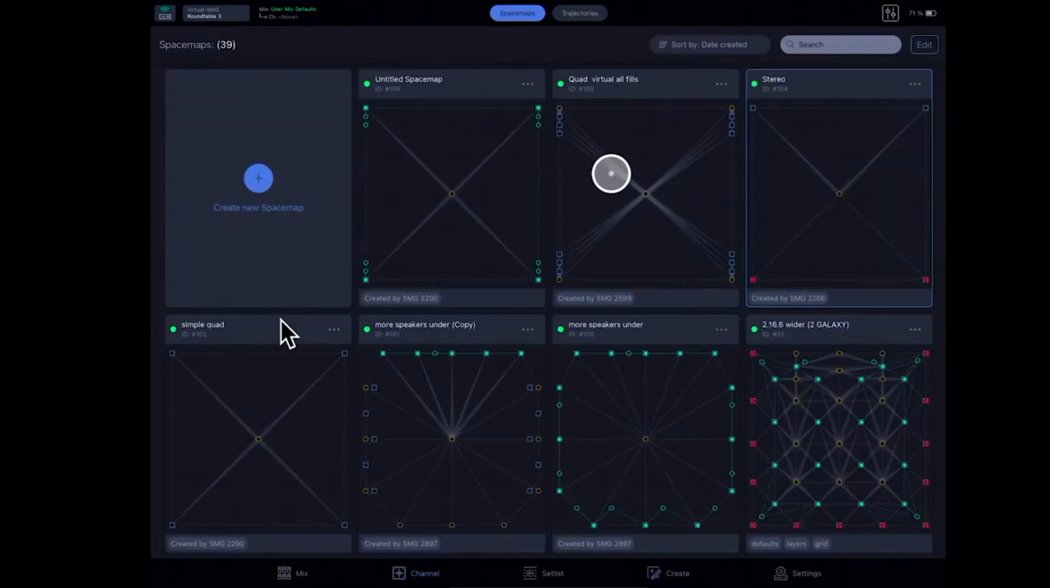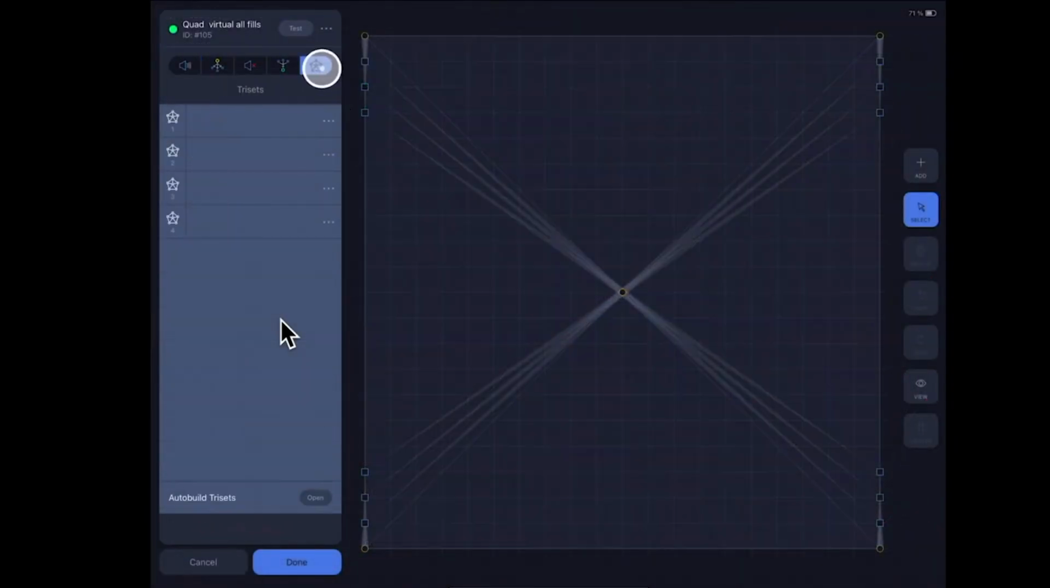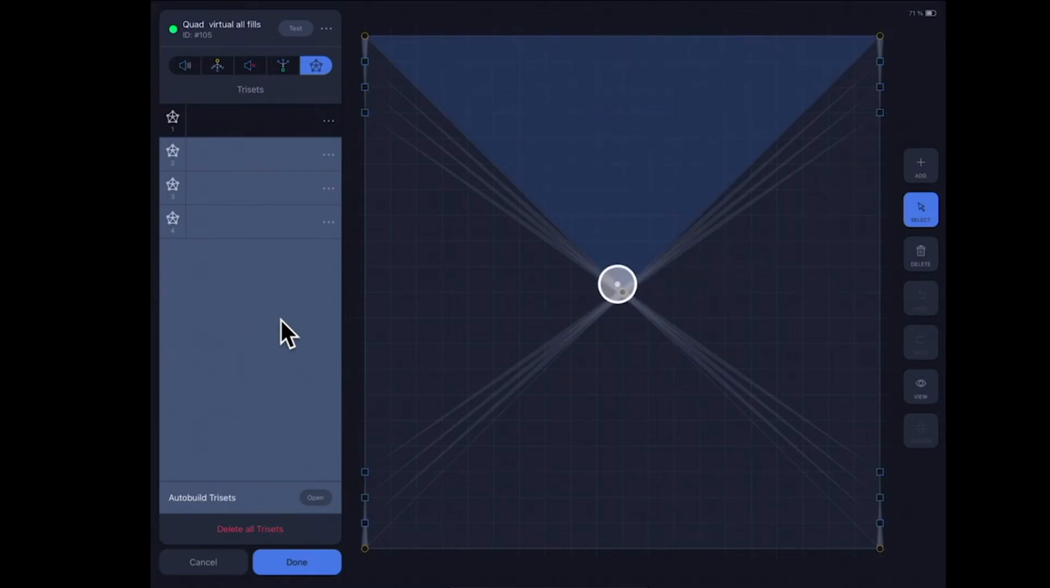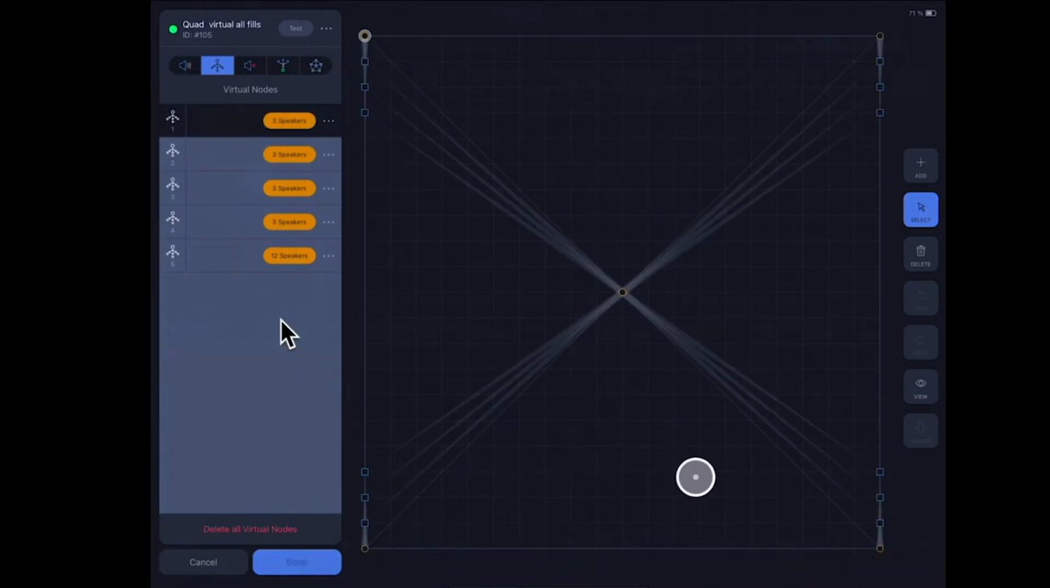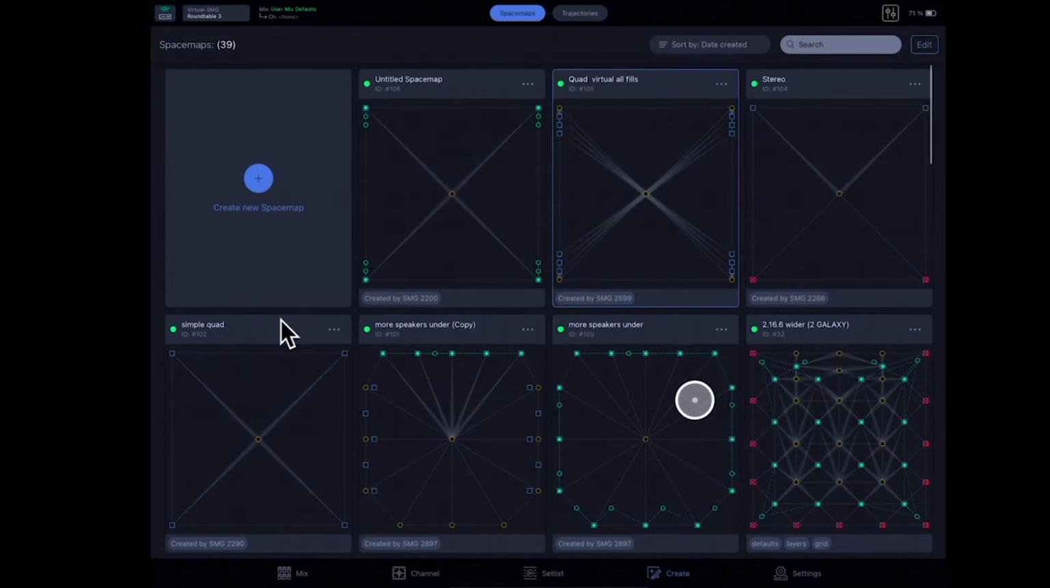To show you what that looks like, we will go into the space map I created. And if we look at a triset and we just select one, we can see that the triset is connected here, here, and here to the virtual nodes. And then we can see that each one of our virtual nodes is linked to speaker nodes. So that's how you would make a virtual node version of the map.